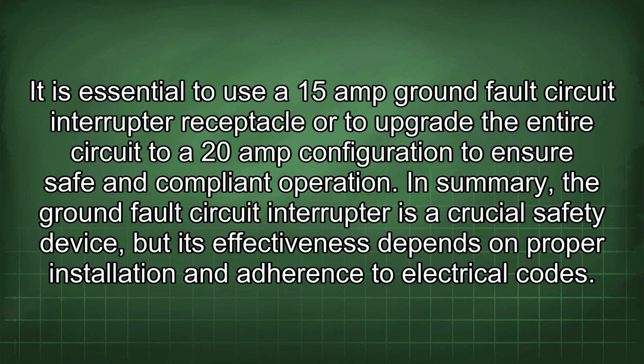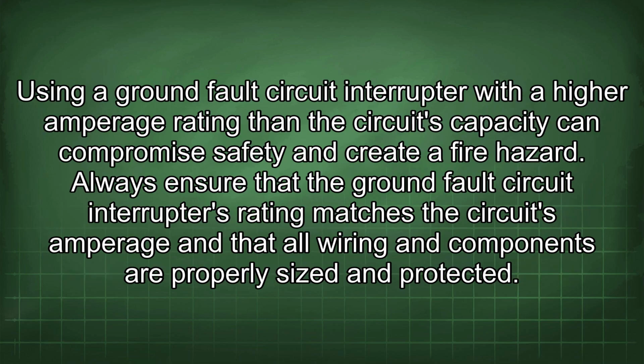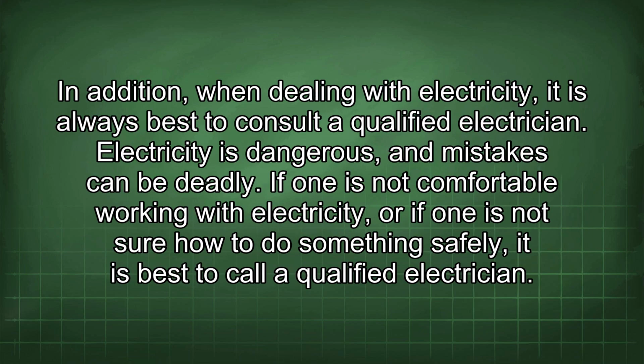In summary, the ground fault circuit interrupter is a crucial safety device, but its effectiveness depends on proper installation and adherence to electrical codes. Using a ground fault circuit interrupter with a higher amperage rating than the circuit's capacity can compromise safety and create a fire hazard. Always ensure that the ground fault circuit interrupter's rating matches the circuit's amperage and that all wiring and components are properly sized and protected. In addition, when dealing with electricity, it is always best to consult a qualified electrician.